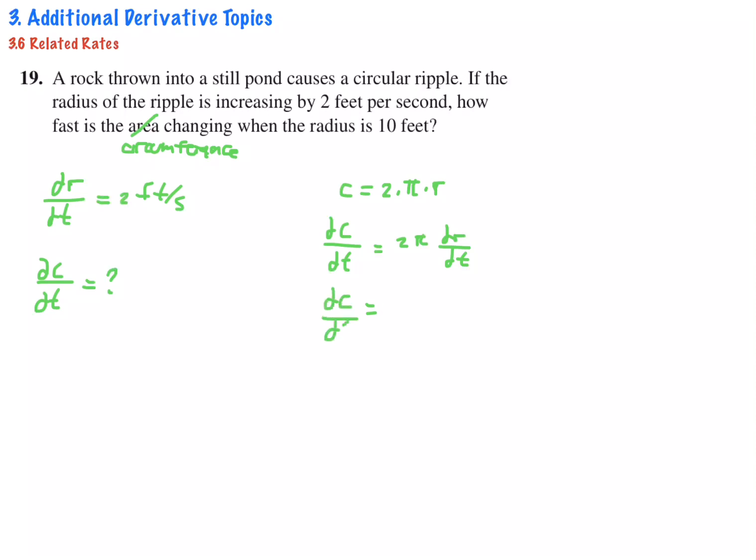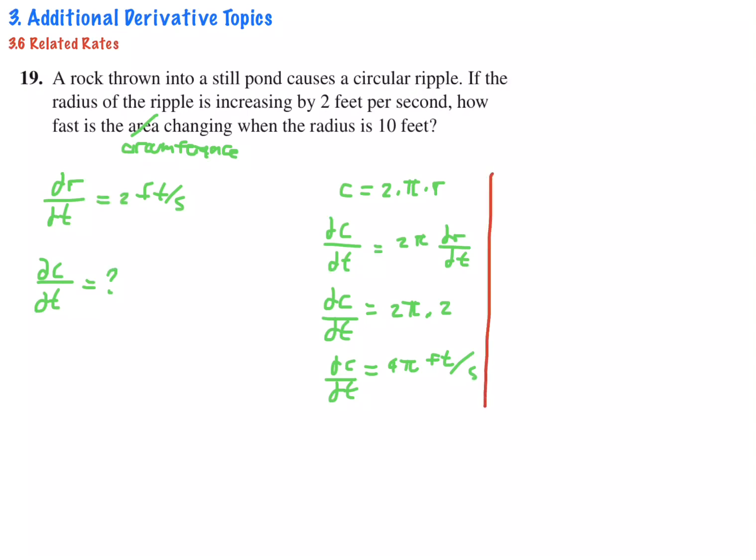dC over dt will be 2 pi times 2. So that will be 4 pi feet per second. This is how the circumference will change over time. Now, this might sound easy for you. Let's try another one, or let's compare it with the area.